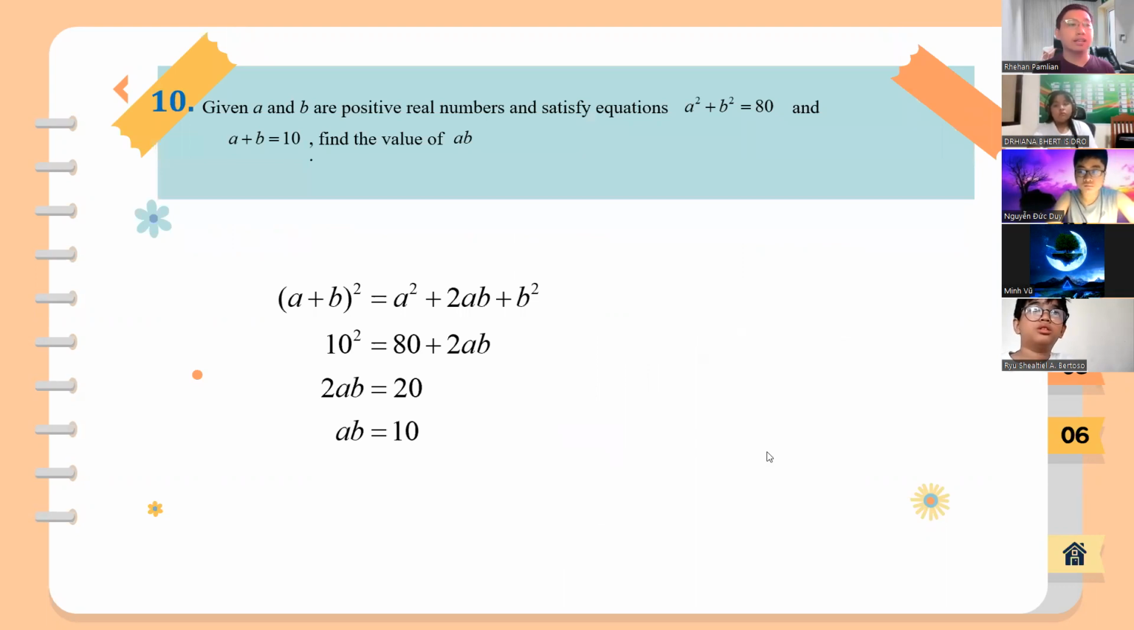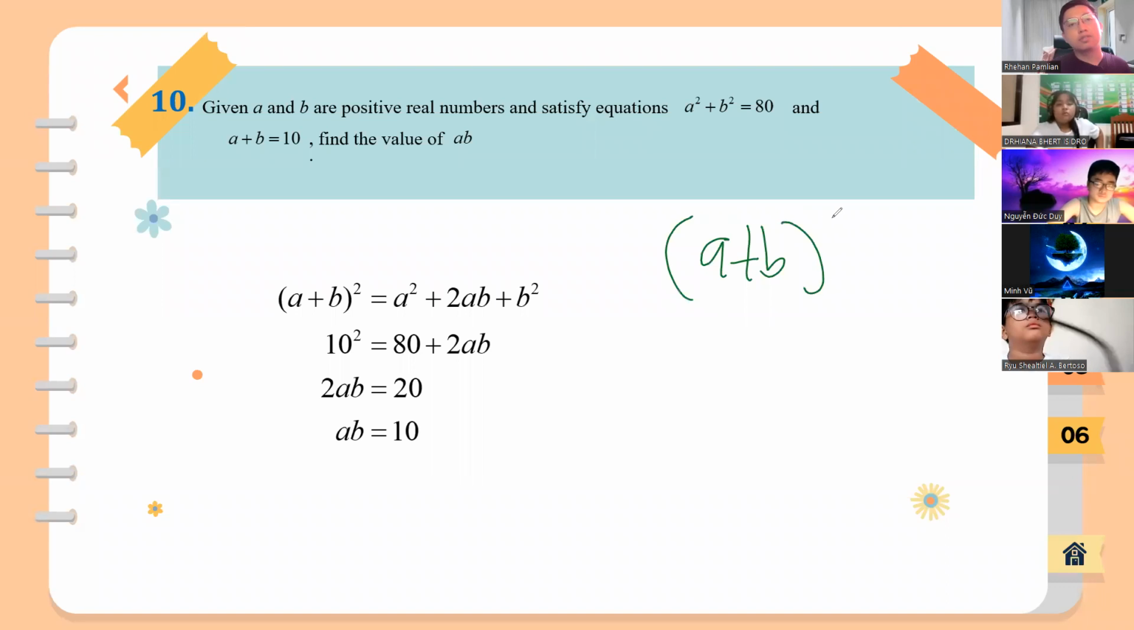Okay, we proceed with number 10. Given A and B. Okay, so this is using algebraic identities. That's correct, Dui. You need to use an algebraic identity. So in algebraic identity, what you need to know is that A plus B is equal to 10. But remember that A plus B squared is equal to A squared plus 2AB plus B squared. This is the identity for the square of a sum, right? That's a square of a sum.